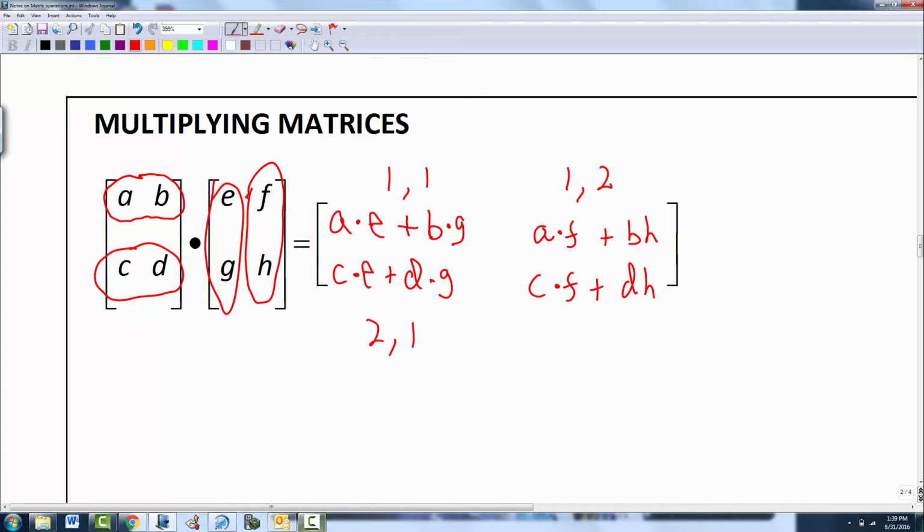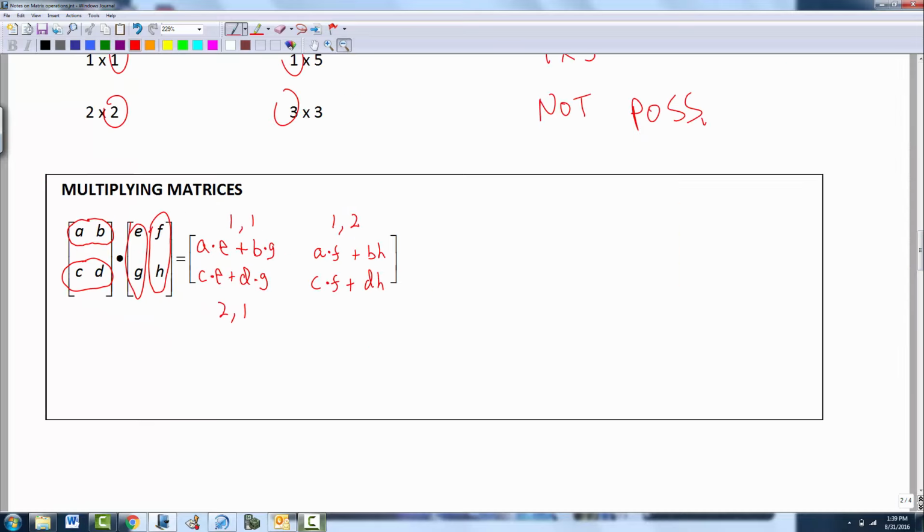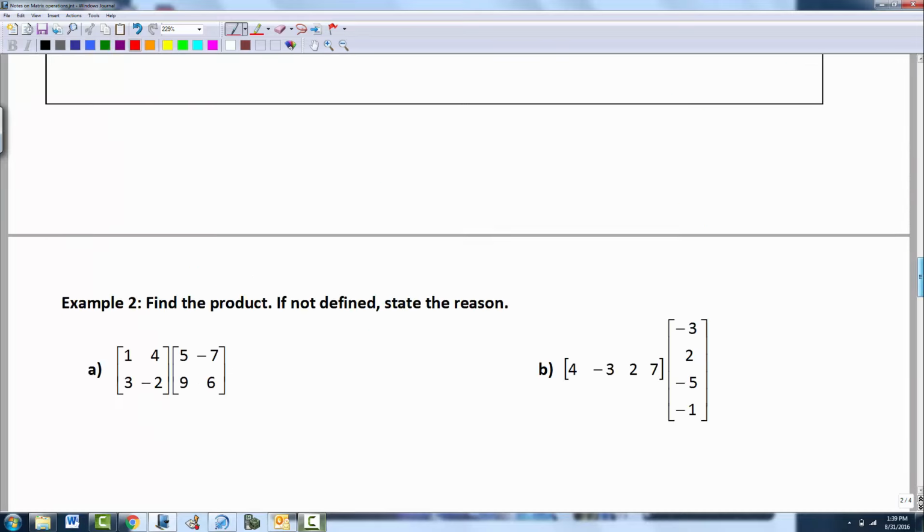You'll have 1, 2, 3, 4 numbers. A 2 by 2 times a 2 by 2 can happen. A 2 by 2 is the result. All right. So let's move on.